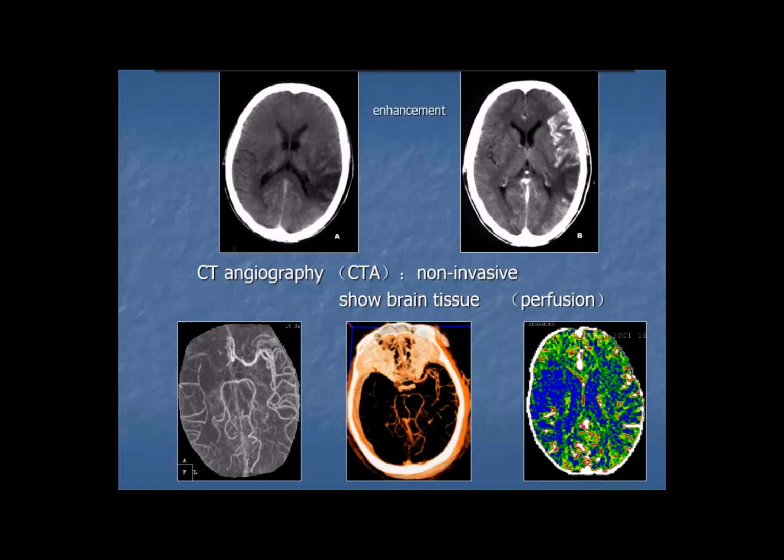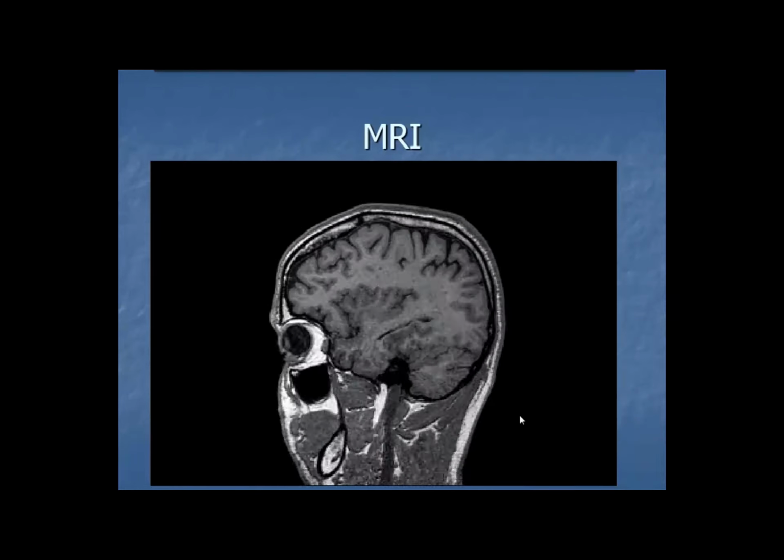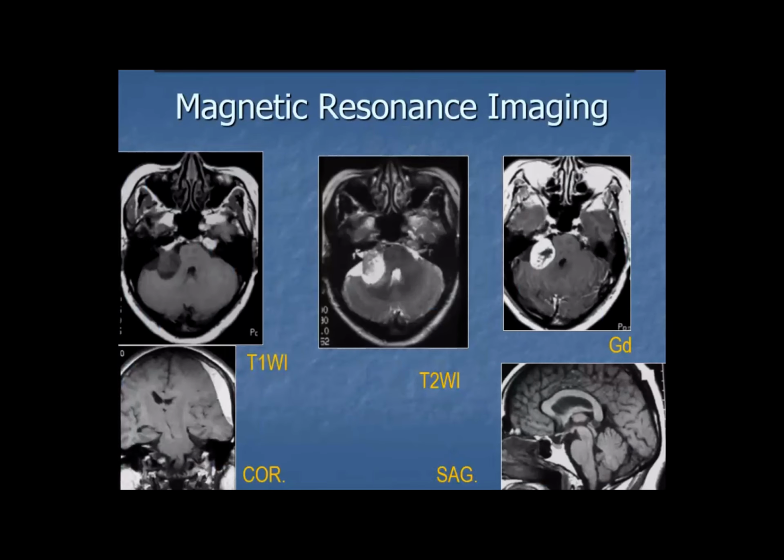reduced. This is an image of MRI, magnetic resonance imaging. The MRI has several parameters to display the image. This is a T1 weighted image, and this is a T2 weighted image. We can find the water on the T2 weighted image is bright, and the water on the T1 weighted image is dark. This is a Gd-DTPA enhanced image. We can find the tumor is enhanced, and these three images are the transverse plane, and this is the coronal and sagittal plane.